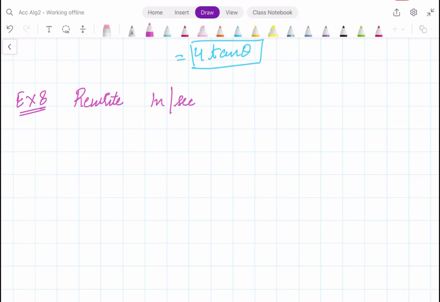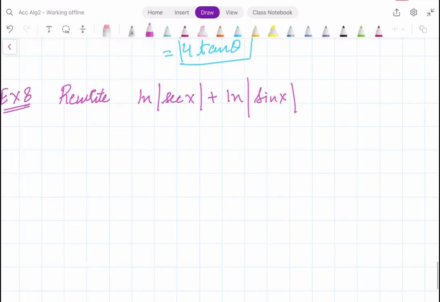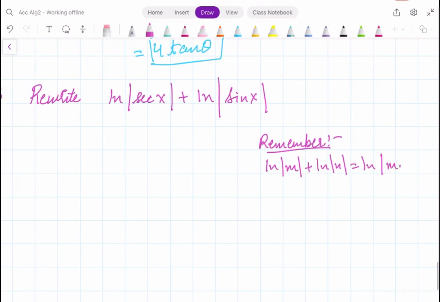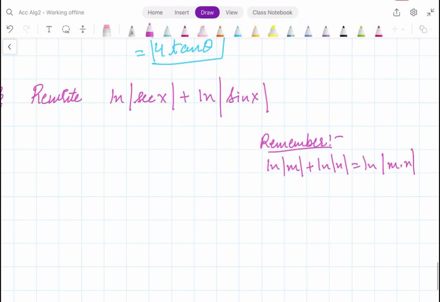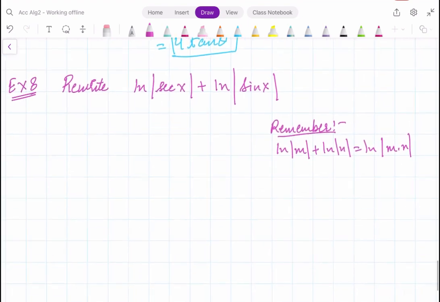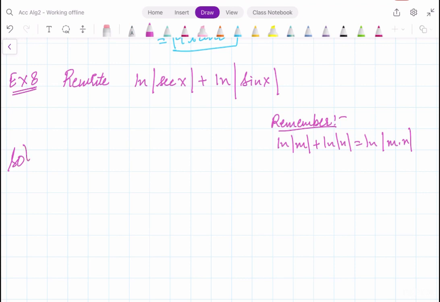Now, in this case, we are combining ln with the trig. So we have ln of secant x and ln of sine x. You need to remember that ln of m plus ln of n will give you ln of m times n. That is a property. Adding implies multiplication, subtraction implies division. So we can combine them.